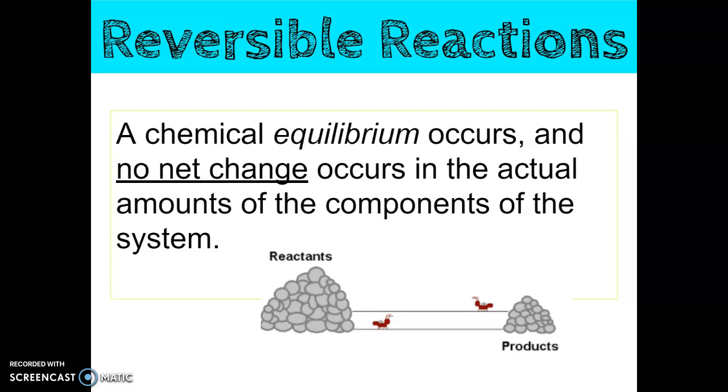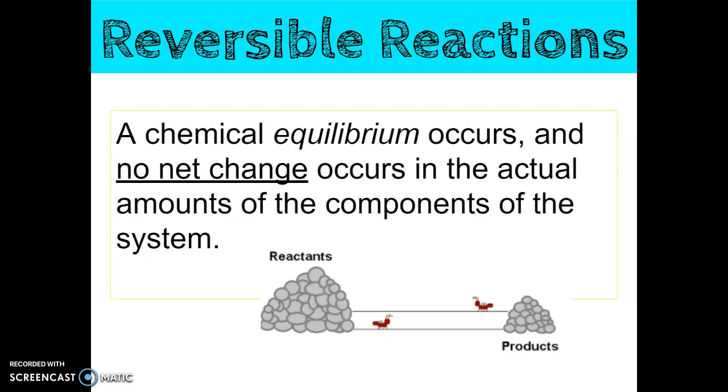There's no change in the amount of reactants on the left and the amount of the products on the right. So there's no change in the reactants on the left and products on the right. So when there's no change in them, then we're at equilibrium. Now, hopefully you watched that video, or you're going to watch a video in your assignment today that's going to help you visualize this a little bit better.